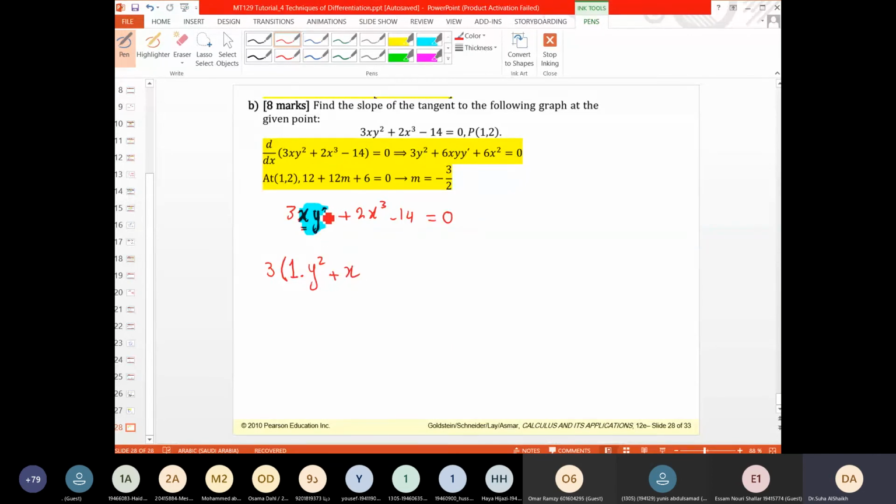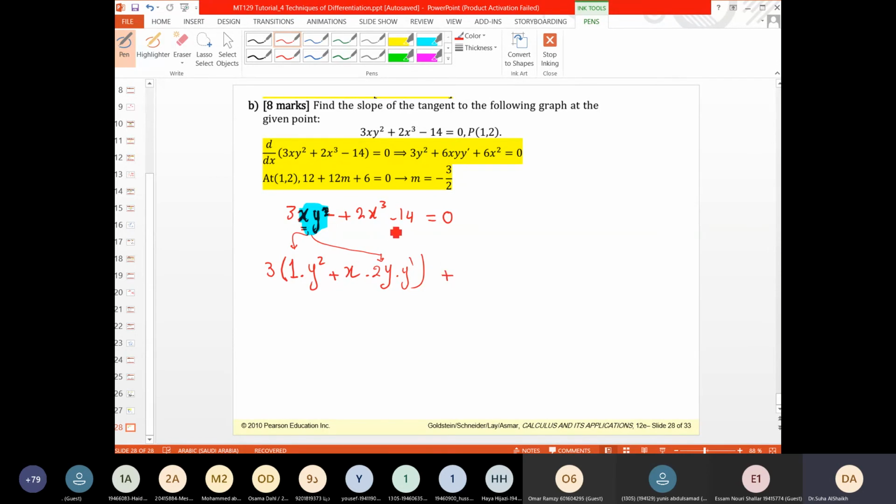Now what's the derivative of y squared? What's the derivative of y squared? 2y. But we multiply it with y dash. This is a product of two functions. So the derivative of the first times the second, plus the first times the derivative of the second, which is y squared. Derivative of y squared is 2y times y dash.